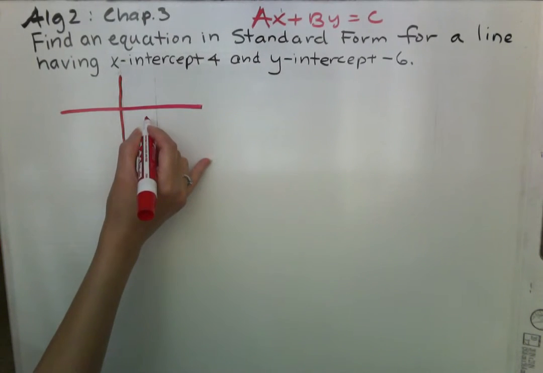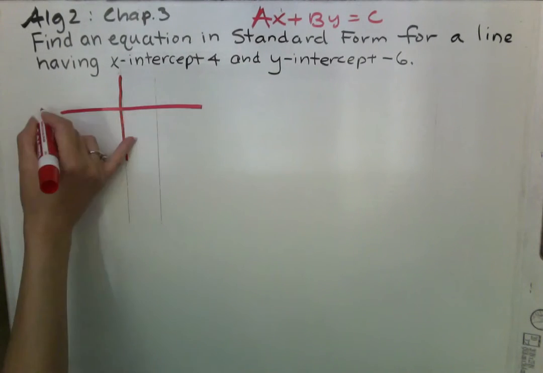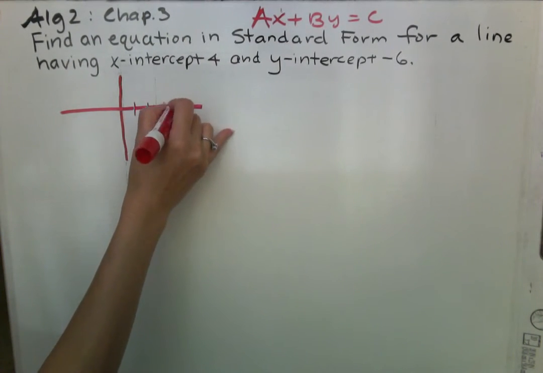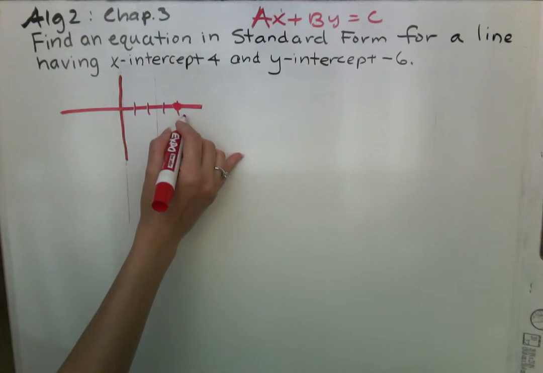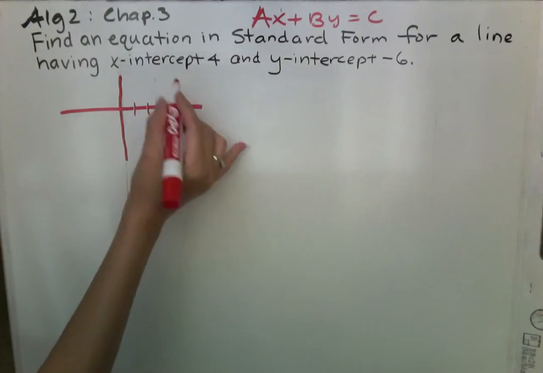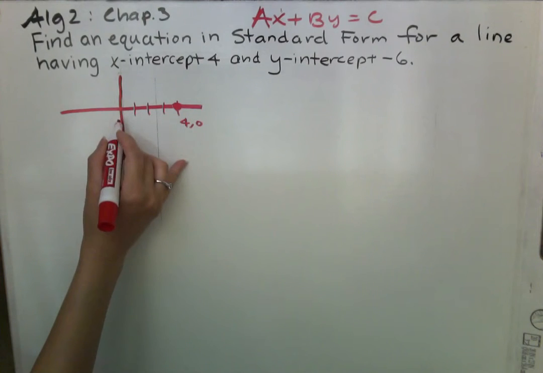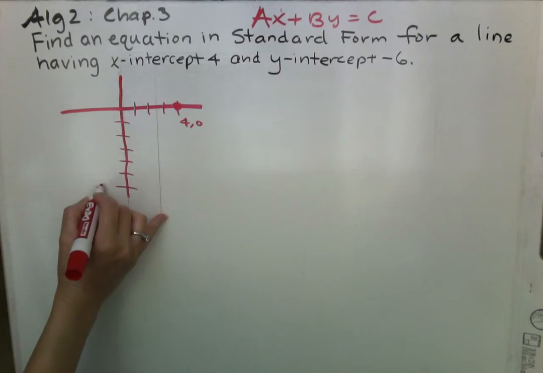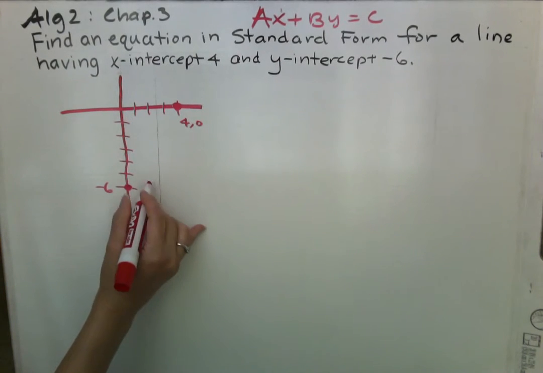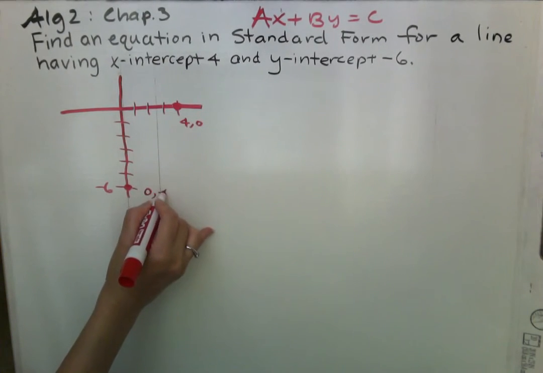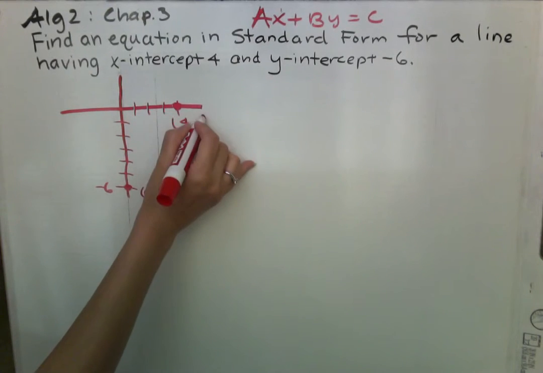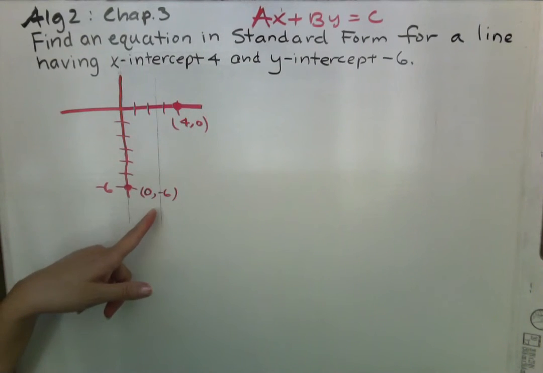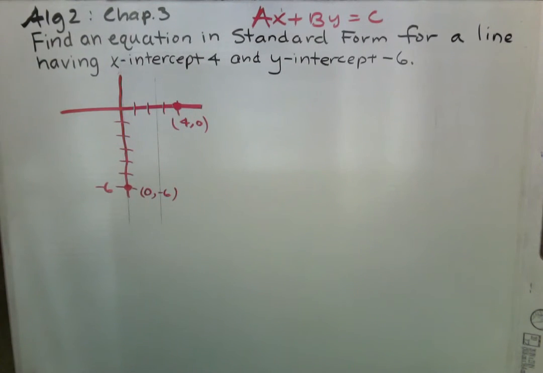So if you recall what x-intercept and y-intercept is, x-intercept is where the line crosses over the x-axis. So at 1, 2, 3, 4, this point right here is (4, 0). This is your x-intercept. And your y-intercept is 1, 2, 3, 4, 5, 6, -6. So this point is (0, -6). Now you're not required to graph it, but I like to graph it so that I make sure I understand that the point is (4, 0) and (0, -6), not the other way around.